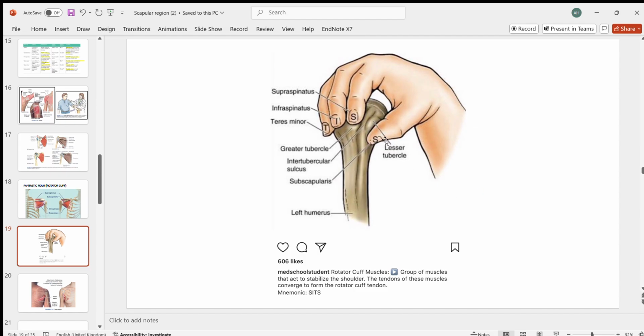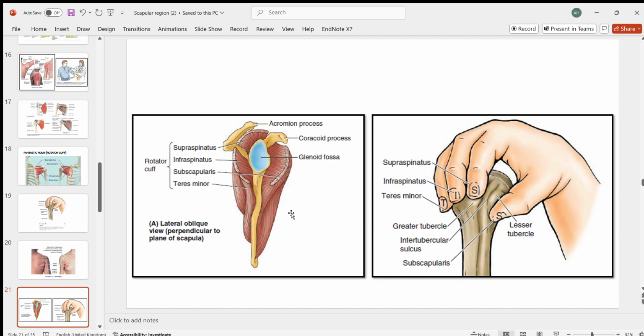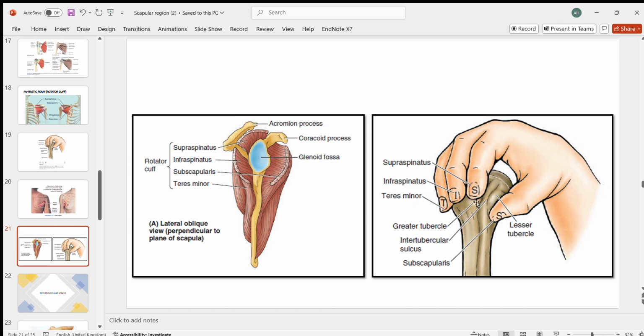In this picture, we can see their attachments: the subscapularis on the lesser tubercle, and the supraspinatus, infraspinatus, and teres minor on the greater tubercle. This is teres major. In this picture, we can see how it helps in the movement. In this picture again, we can see the attachment of the supraspinatus muscle, the rotator cuff muscles, and here we can see how they are covering the shoulder joint.